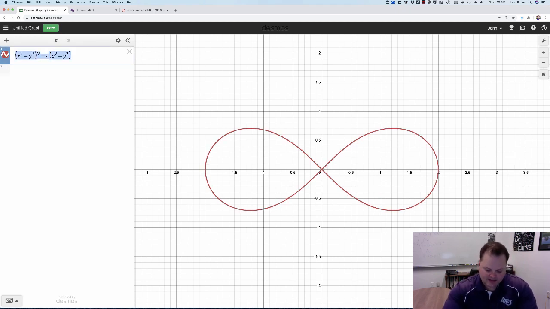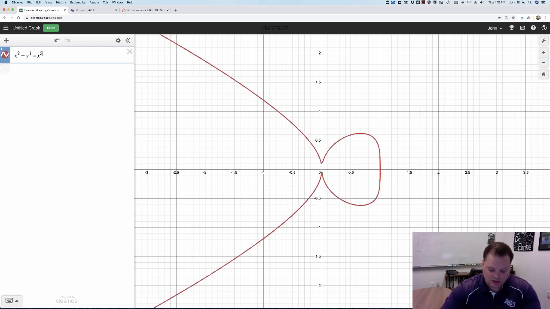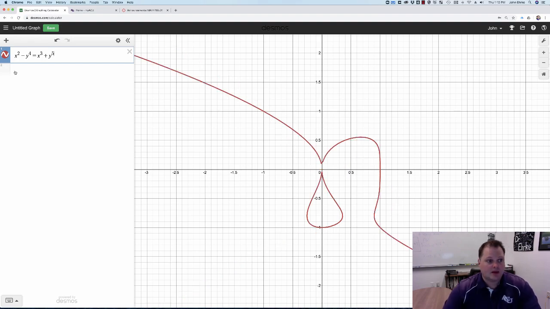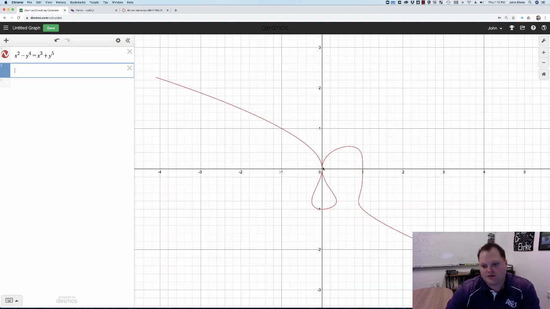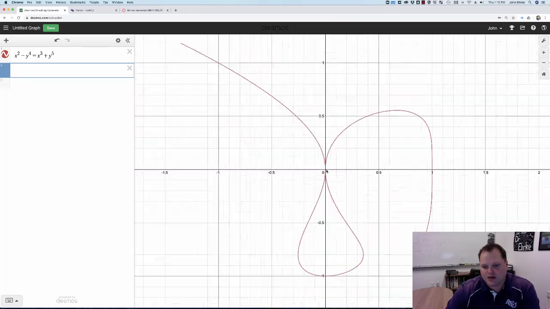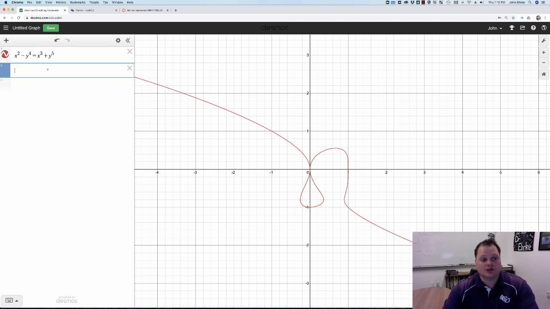So we've got, instead of this infinity sign, x squared minus y to the fourth equals x cubed plus y to the fifth. And notice how it's trying to draw it in, but it's not doing a really good job. Sometimes that can happen with implicit curves. They're kind of hard for graphing utilities to graph well.